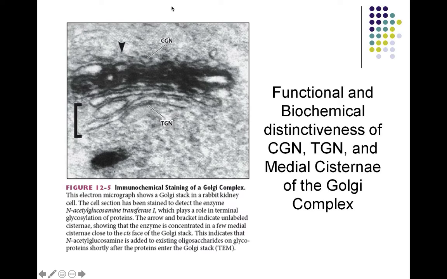The cell section has been stained to detect a special enzyme, a transferase enzyme, N-acetylglucosamine transferase, which is important during terminal glycosylation. So you can see the darkly stained area is actually the medial network. The medial network is the stacks of cisternae that contain a lot of the enzyme, while the cis Golgi network and the trans Golgi network are lightly stained, suggesting that the concentration of the enzyme is lesser in these areas compared to the medial network.